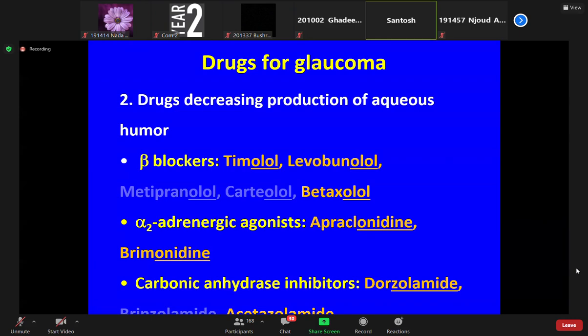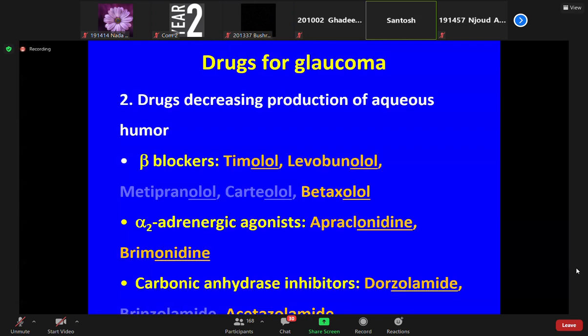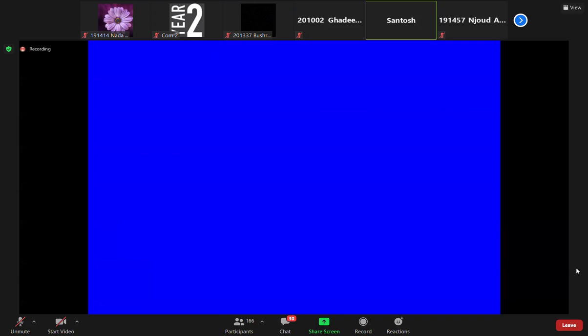So let's go into the details. These were the drugs which were decreasing the production. So let's start with the drugs which increase the drainage or outflow of the aqueous humor. The first class was cholinergic agonists, and the two drugs that we'll talk about are pilocarpine and ecothiopate. Again, you have done these drugs.